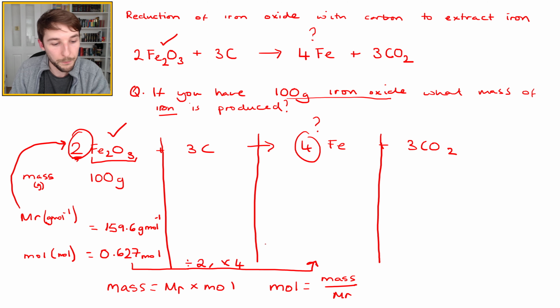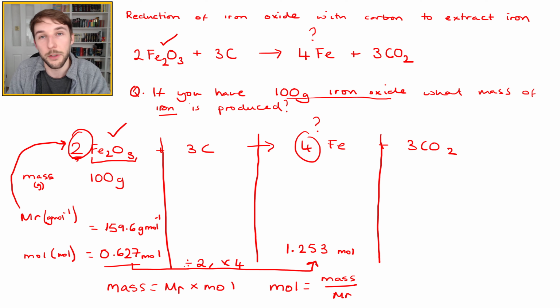easily transferable. So 0.627 divided by 2 times by 4. That will give me an answer of 1.253 as the number of moles of iron that we will get from 0.627 moles of iron oxide. Now that makes sense because actually you've got 2 irons per iron oxide here. So we're going to get twice as many irons, as it were, than you would have in the original iron oxide.